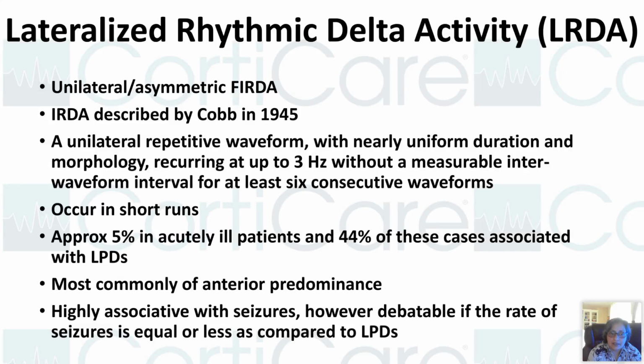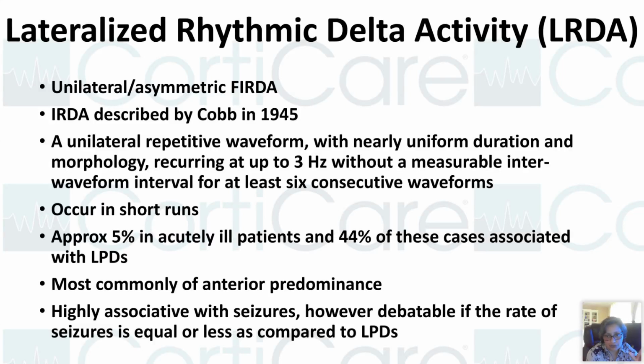So what is LRDA? It's unilateral, so it's lateralized, right? It's sticking to one side of the brain in one hemisphere. So a unilateral repetitive waveform with nearly uniform duration and morphology recurring up to 3 Hz without measurable inter-waveform interval. It should appear for at least 6 consecutive waveforms to be defined as LRDA. So if it is happening in less than 6 cycles, it is not lateralized rhythmic delta activity.